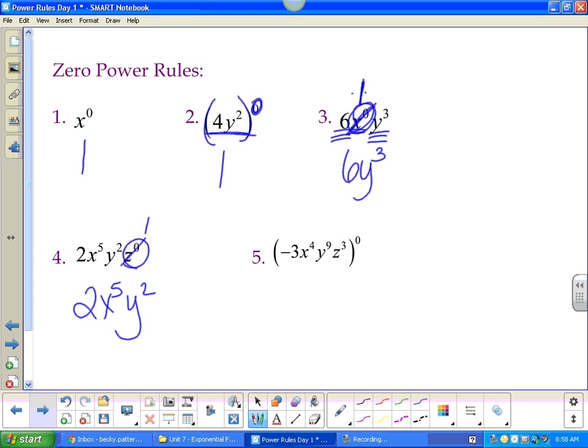Now number 5 is different. This whole thing is raised to the 0 power. So the whole thing turns into a 1.